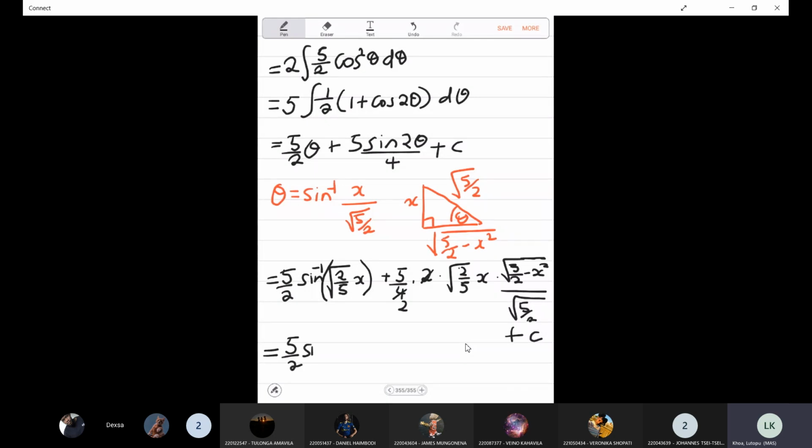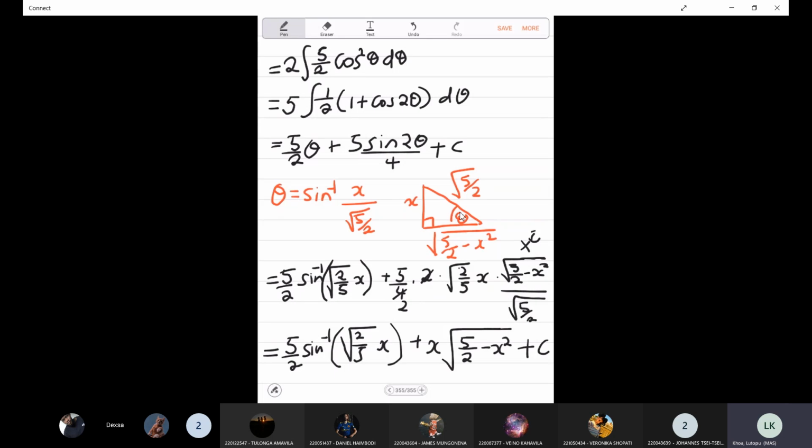So this is sine inverse of square root 2 over 5 times x. And then I have x times the square root. Okay, just want to move this constant here. So there is a constant there. And what do we have? 5 over 2 minus x squared, then plus the constant of integration.